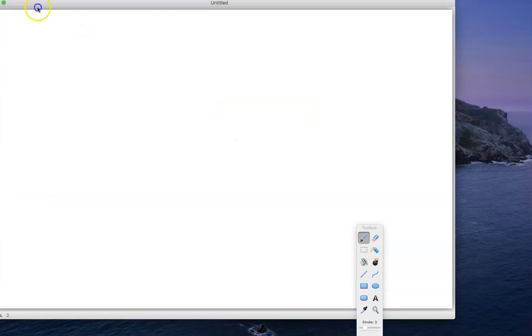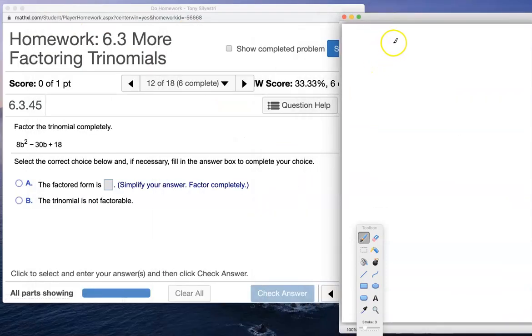Okay, now here's the deal with this problem, why I want to do this one. 8b squared minus 30b plus 18. I want to do this one because, remember that first step where you had to pull out the greatest common factor? The previous problems didn't have a greatest common factor. This one does, for sure, because these are even numbers. You got to pull out the greatest common factor before you do anything.